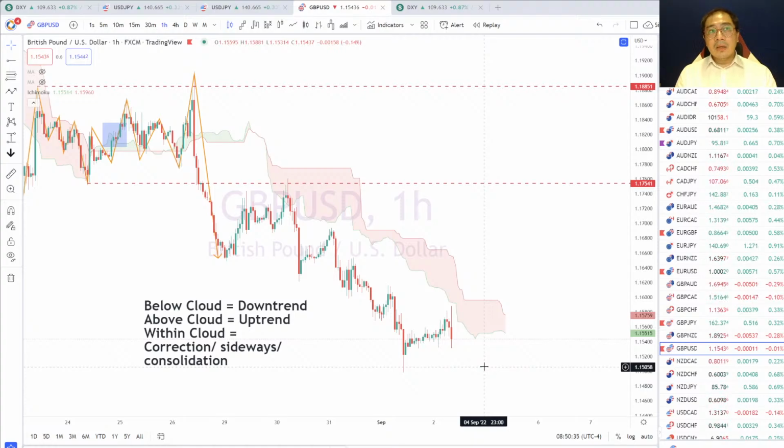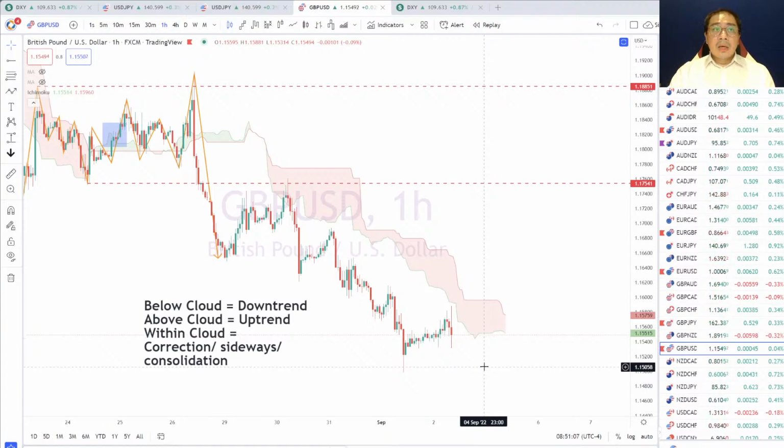Ichimoku Kinko Hyo actually means one look equilibrium chart. So basically, just by looking at it very quickly, I can identify where the market is, and that's useful to me as an analyst, as a trader. I manage a lot of different assets, so I need to look at a lot of charts as quickly as I can. Every morning I have to create a report. I have to create an outlook. I have to pick which ones to look out for today.